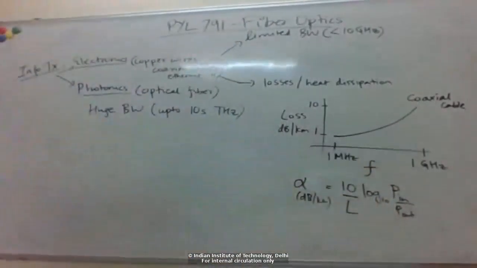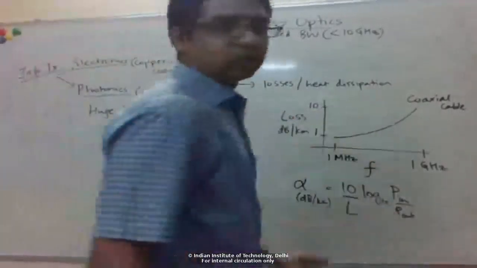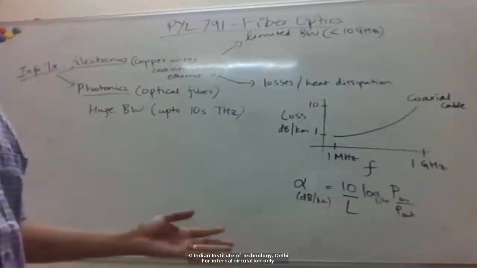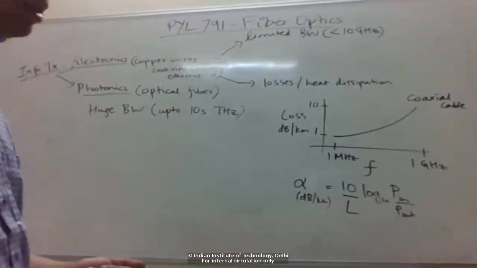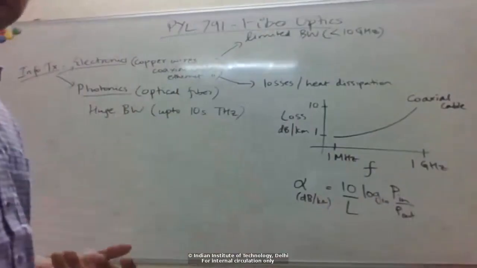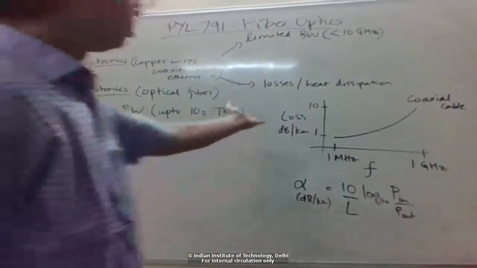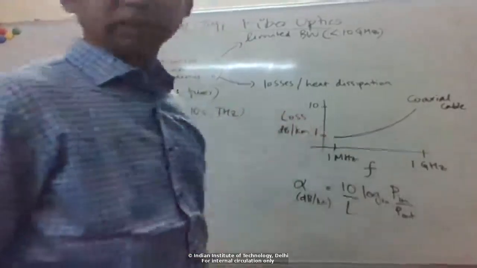So you can see that this is a big problem, right? For local connections like within a room or within a building, maybe it's fine. But if you want to send over long distances, like between cities or countries or across continents, clearly you can't do that, because you have too much loss.